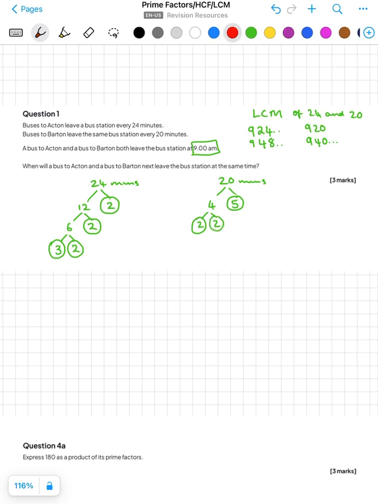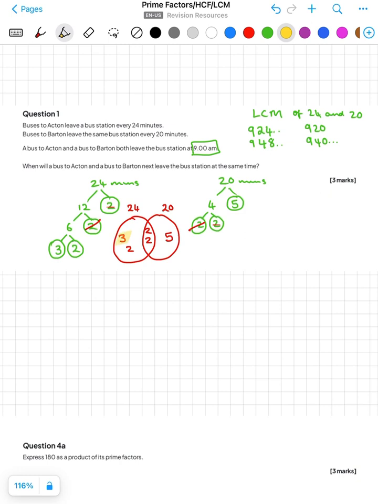Next, to find the lowest common multiple, we're going to put these into our Venn diagram, where one circle will represent 24 and the other will represent 20. In the overlap, we put what they both have in common. So they both have a 2 and they both have another 2 in common. Then we've got a 3 and a 2 left over for 24 and a 5 left over for 20.